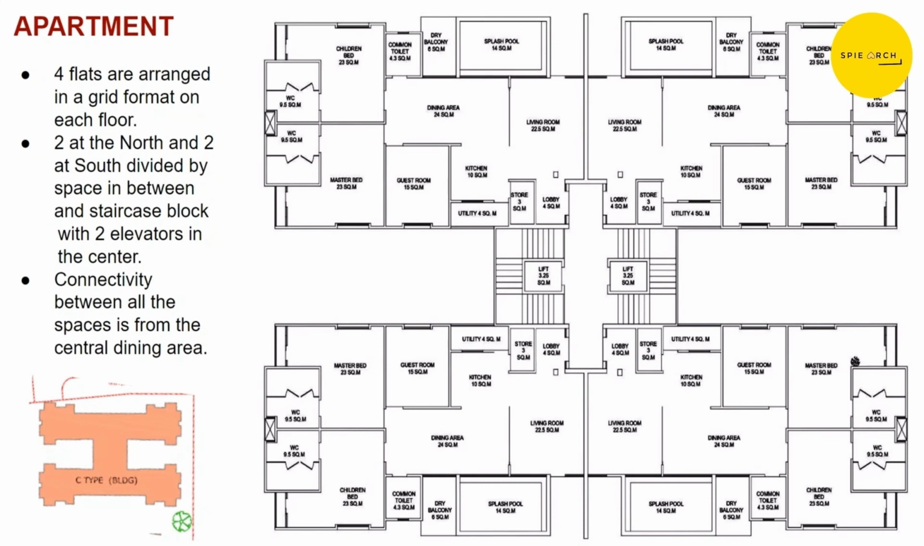On each floor, 4 flats are built. Those flats are arranged in a grid format, 2 at the north and 2 at the south, with the space in between containing the staircase block and 2 elevators in the center.